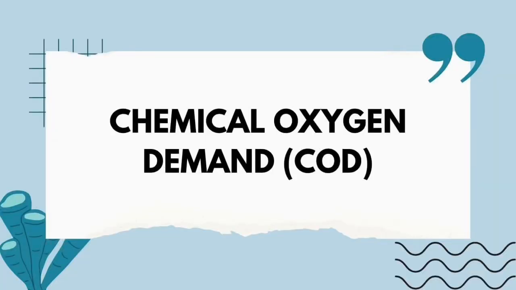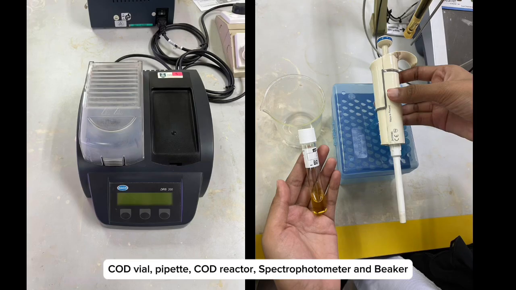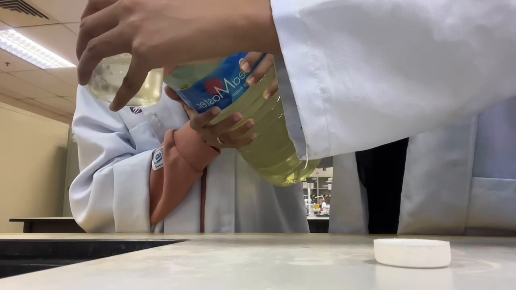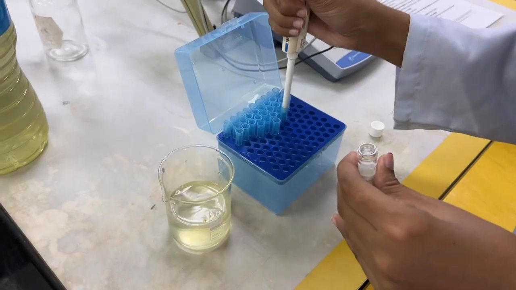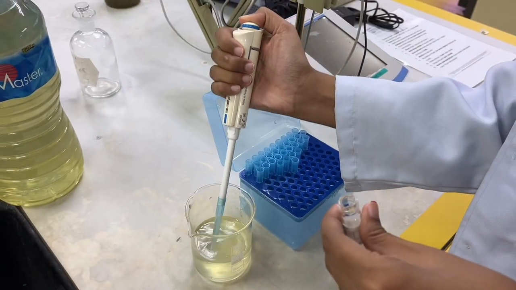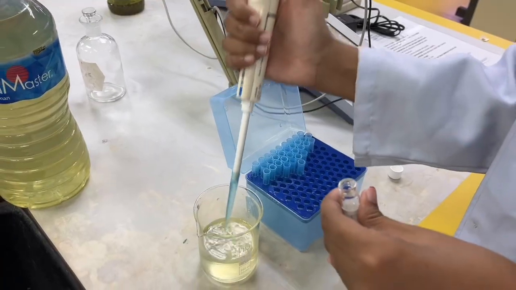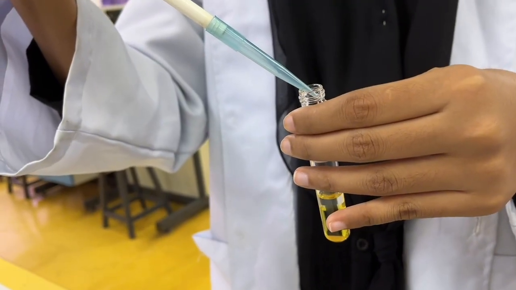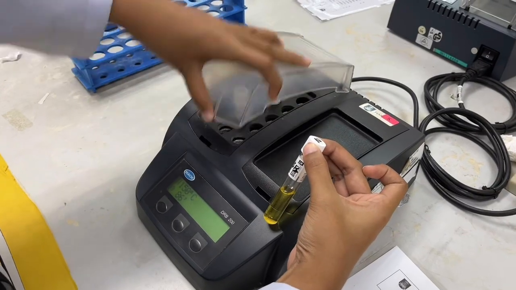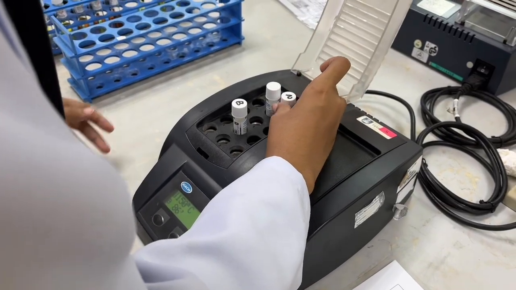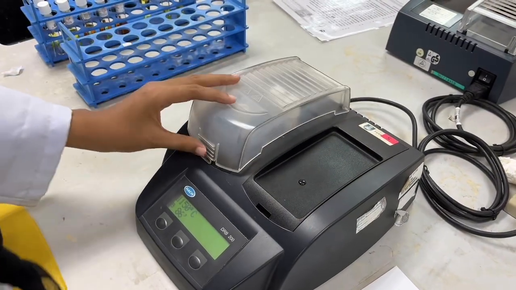Chemical oxygen demand test. The apparatus that we need is COD vial, pipette, spectrophotometer and beaker. Firstly, pour the water sample into the beaker, and then by using the pipette, take 2 ml of the water sample and pour it into the COD vial using the low range. This is because the water sample is from the lake. Then invert the vial until it dissolves. After that, the mixture is placed in the COD reactor with the temperature 150 Celsius for 120 minutes.